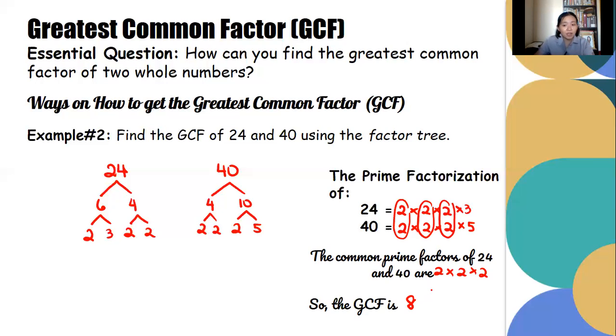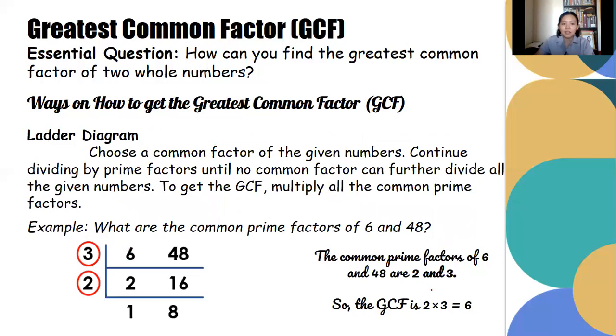Now, let's go ahead and try the other method, the one that we call the ladder diagram. In this way of getting the GCF, all we need to do is choose a common factor of the two given numbers. Continue dividing by prime factors until no common factor can further divide all the given numbers. To get the GCF, simply multiply all the common prime factors. In this example, you can see that the ladder diagram shows a staircase-like solution. Let's try and apply it on some examples.